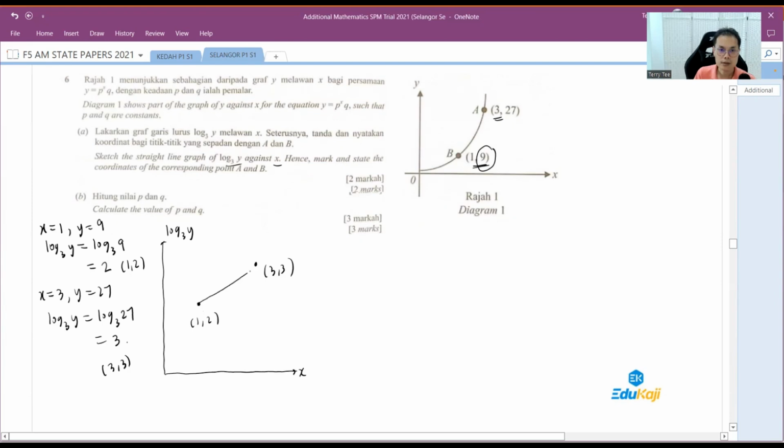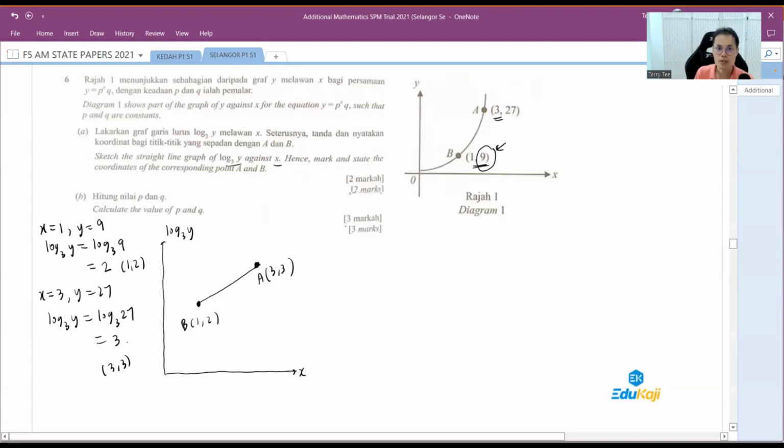So join together. This is your first point, point A, point B. Yeah, initially this is point B, sorry. This is point A. A initially is 3, 27. When you convert to log 3 y, it becomes 3. B initially is 1, 9. When you convert it, it becomes your log 3 y, it becomes 2. So this is your straight line AB after you convert to linear form.